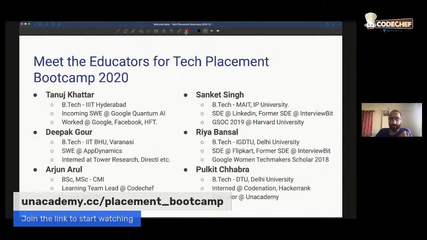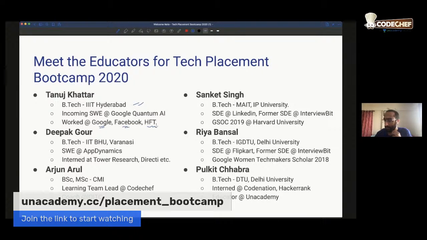And to give you a brief heads up on who your educators are, these are the ones who will be taking up sessions during this tech placement bootcamp. To introduce myself, I am an undergrad from IIIT Hyderabad, and I am currently working at Google. I'll be joining the Google Quantum AI team next month, and I've had prior experience of working at Google, Facebook, and in high frequency trading firms.